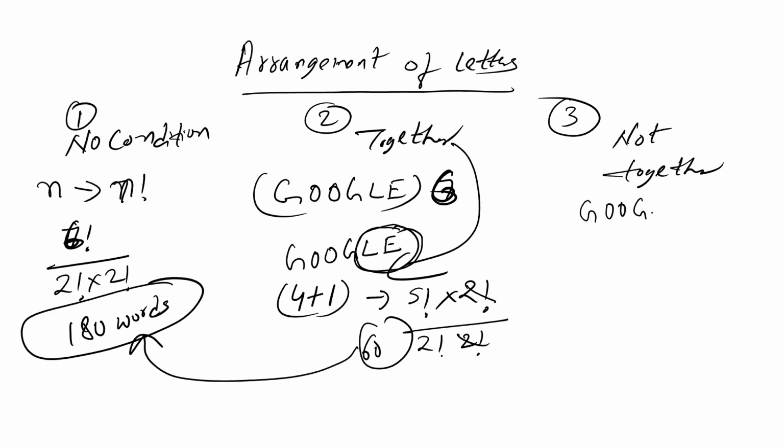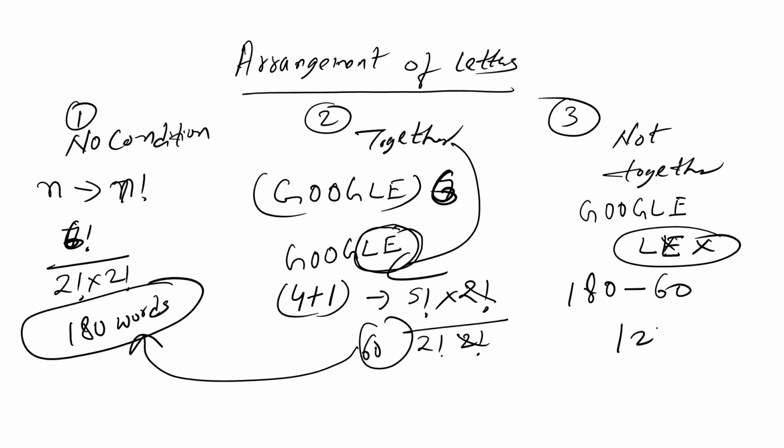Not together means if the question is Google and how many words where L and E are not together, then you have to find the total words 180, subtract L and E together, answer 60, final answer 120. You cannot find not together directly.